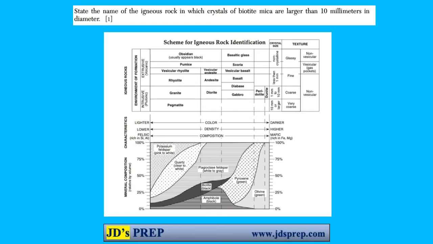Next, we're asked to state the name of the igneous rock in which crystals of biotite mica are larger than 10 millimeters in diameter. You're going to head to your scheme for igneous rock identification. Here, under crystal size, we're looking for this bottom section, 10 millimeters or larger. You can see that the rock identified there is pegmatite, and indeed, we see right here that there is biotite present there. So our correct answer is pegmatite.